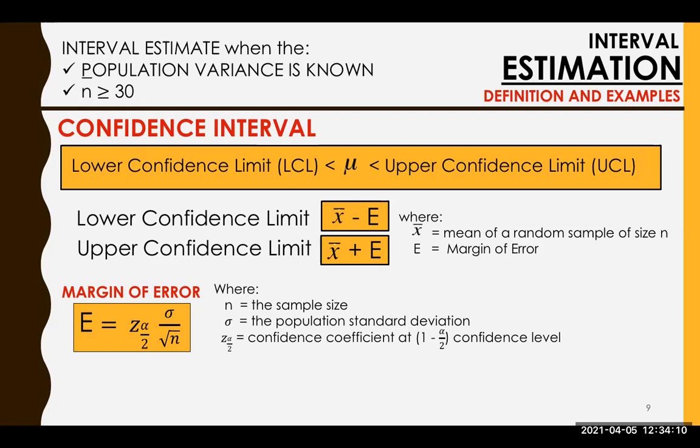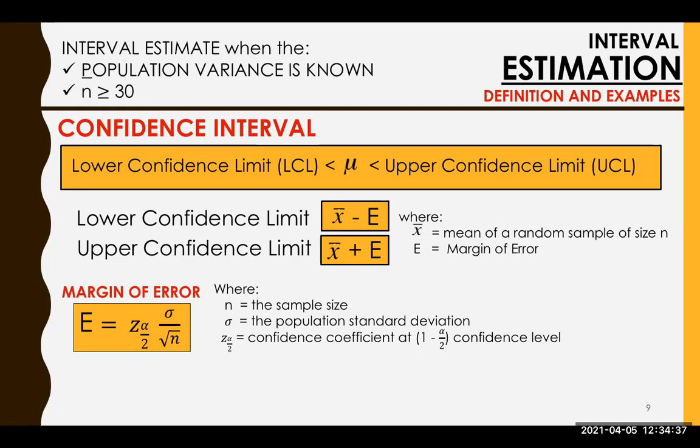So we simply multiply the confidence coefficient, z sub alpha over 2. That's what we call the confidence coefficient. We will multiply it to the quotient of the population standard deviation, sigma, over the square root of the sample size. After simplifying this, that's the value of our margin of error.